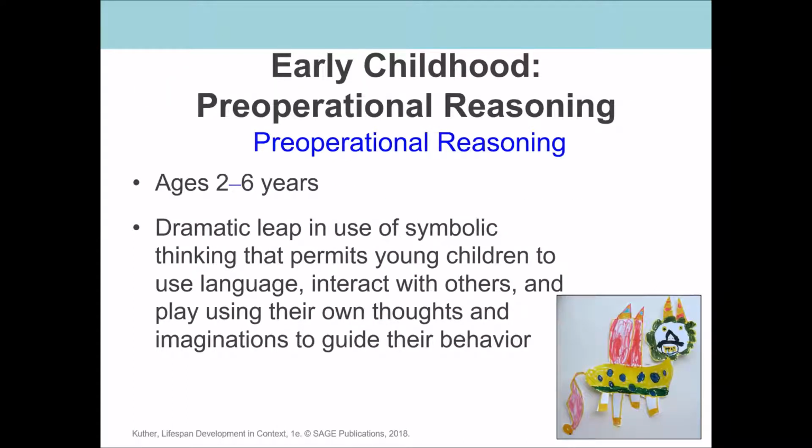All right, moving on to the pre-operational stage. This is ages 2 to 6 years, and there's a leap in the use of symbolic thinking, and it permits children to use language, to interact with others, to play. I talked about these mental representations at the end of the sensorimotor stage, and so now we see this blossoming of mental representations, including language, again, which is a symbolic form of communication. And they have such great imagination.